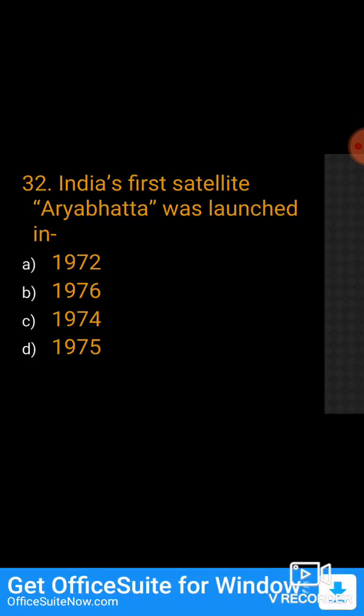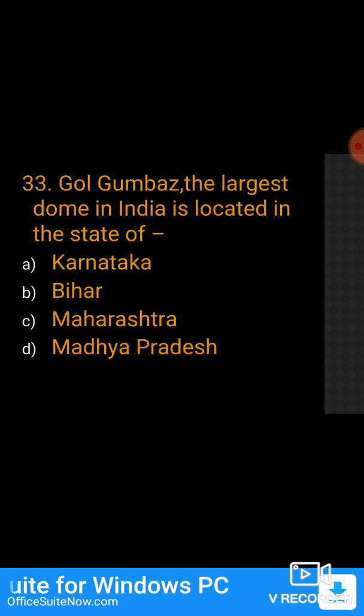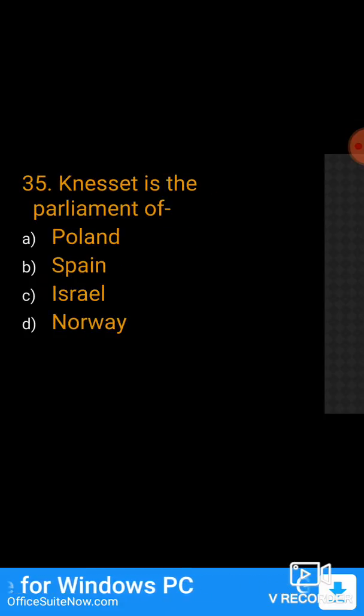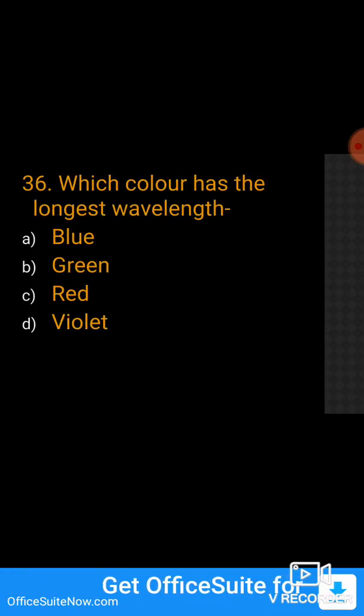32nd question is India's first satellite Aryabhata was launched in. So correct option is D part. Answer is 1975. 33rd question is Gol Gumbaz, the largest tomb in India, is located in the state of. So correct option is A part. Answer is Karnataka. 34th question is Lingaraja temple is located at. So correct option is A part. Answer is Bhubaneswar. 35th question Knesset is the parliament of. So correct option is C part. Answer is Israel.